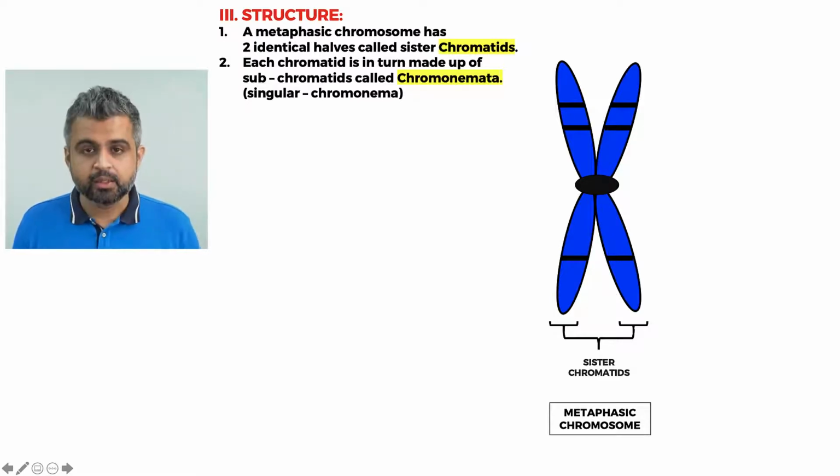So if you see the diagram, you will notice that this here is a chromatid. This is a single chromatid. Now this single chromatid is going to have two parts. There is this part here, this part here, this part here, and one more part here. So these parts are the subchromatids, which are called the chromonemata or the chromonema. Singular is chromonema and plural is chromonemata. So each chromatid in turn is made up of subchromatids called chromonemata. This is something which you have not learnt before. So there you go, chromonema.